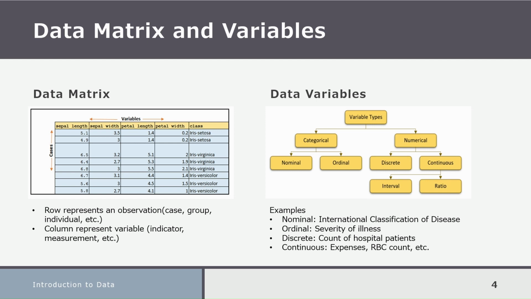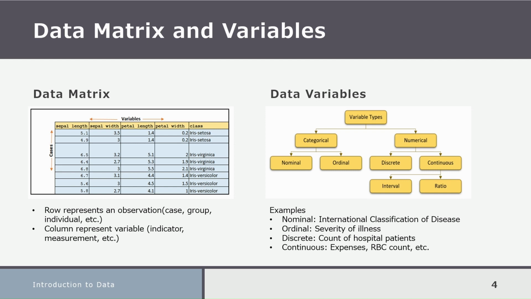Now, talking about the data variables. So data variables are of two types, categorical data and numerical data. Those two categories are self-explanatory. Now, talking about types of categorical data, we have nominal data and ordinal data. So nominal data in simple terms means it's a name of something, and ordinal is like order.